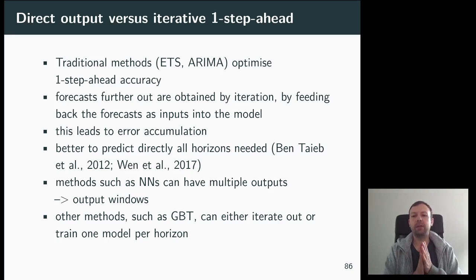So let's say you have a monthly time series and you want to predict the whole next year. So that means in the neural network, you would have an output window of 12 values, or you could just predict always the next month and then kind of iterate out. Or you would build 12 different models, one to predict 1 month ahead, one to predict 2 months ahead, one to predict 3 months ahead, and so on.